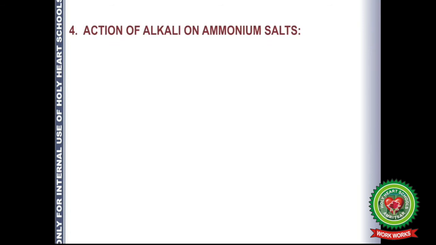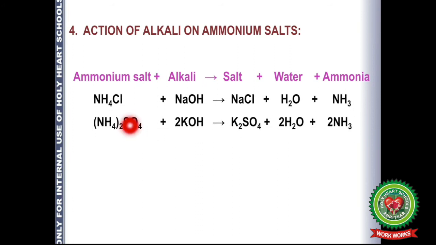The next one is action of alkali on ammonium salts. If we have any ammonium salt like ammonium chloride, when it reacts with alkali, it will form its corresponding salt, that is NaCl. This Na of the base will go with Cl of the ammonium salt. Water and ammonia gas will be liberated, and ammonia has a pungent smell, and it will also turn Nessler's reagent brown. Ammonium hydroxide should form, but it is very unstable, so it will break down into ammonia and water. Therefore these reactions go in such a way.